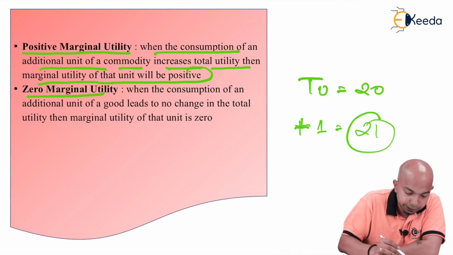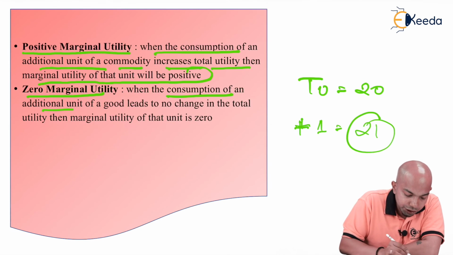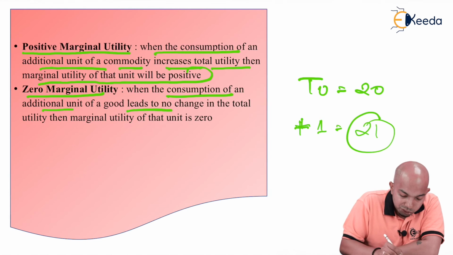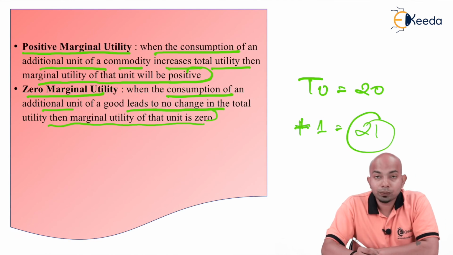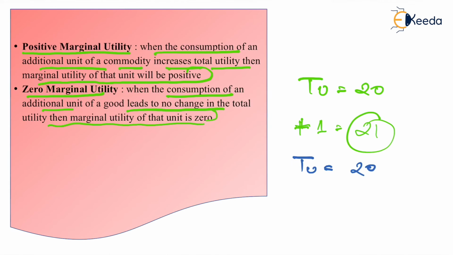Zero marginal utility. When the consumption of an additional unit of a good leads to no change in the total utility, then the marginal utility of that unit is zero. TU is 20, and if you have one additional unit and this also stays 20, that means the utility you have derived from the additional unit is zero. There is no change. Earlier it was 20, now also it is 20. Such a scenario is known as zero marginal utility.